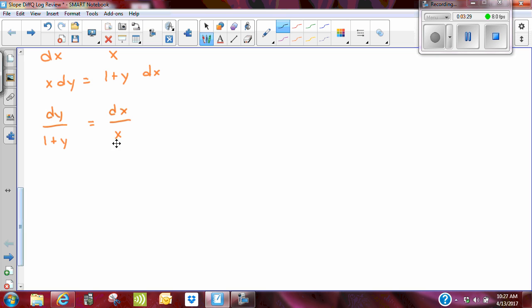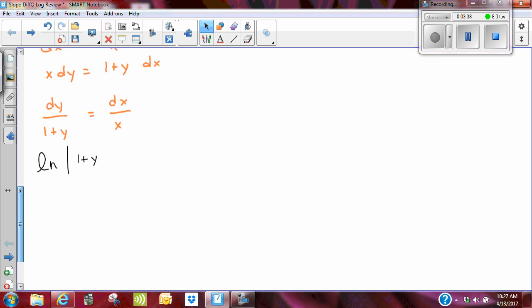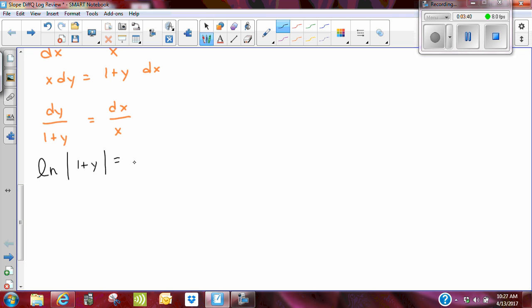All right, how do you integrate each side here? Okay, natural log of the absolute value of 1 plus y. Don't forget your absolute values. Equals natural log of x. Okay, your plus c has to go on that line right there, because that's where the integration occurred. Now what do you do?